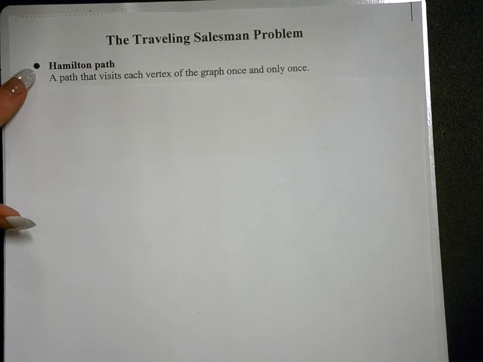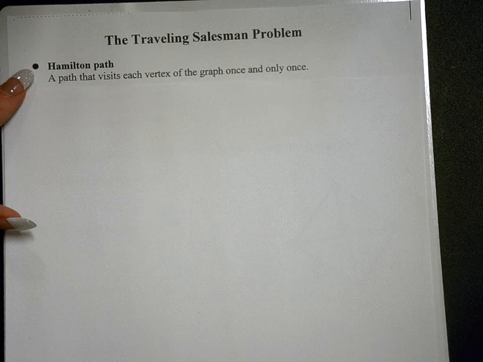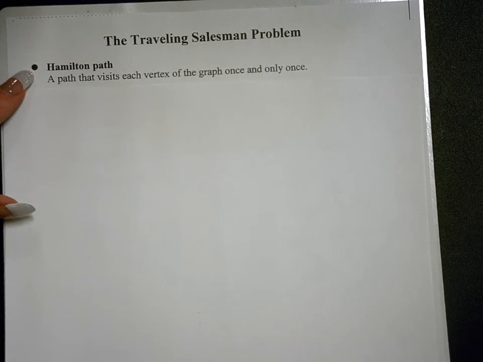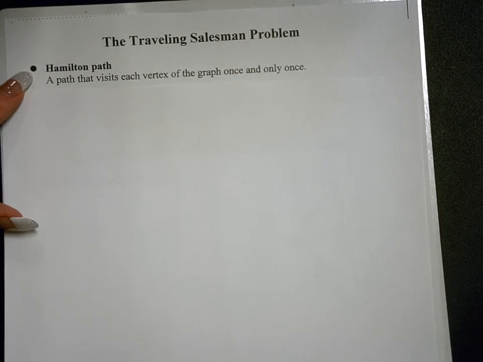We are going to be discussing the traveling salesman problem from Chapter 6. There's two concepts that we need to be familiar with. The first is the Hamilton path. A Hamilton path, that's a path that visits each vertex of the graph once and only once.